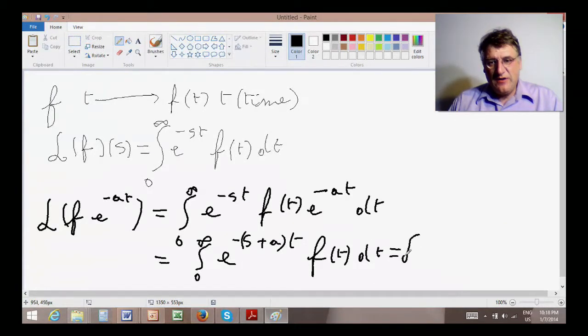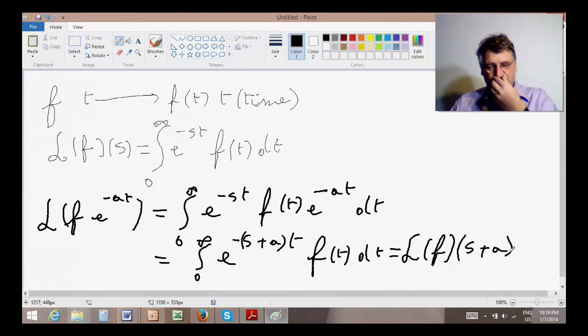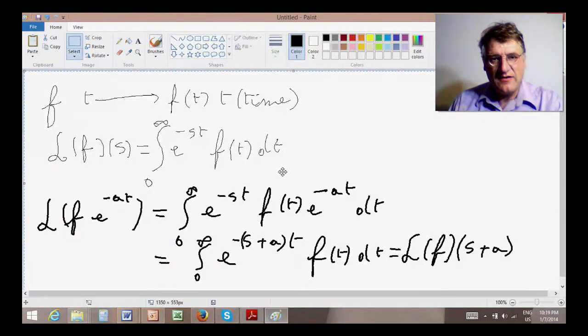which is the Laplace transform of f applied to the variable s plus a. So the Laplace transform of a function times an exponential is just the Laplace transform of the function applied to s plus a. Now, let's look at something similar.